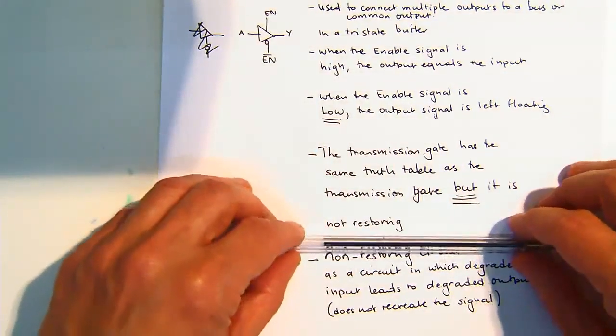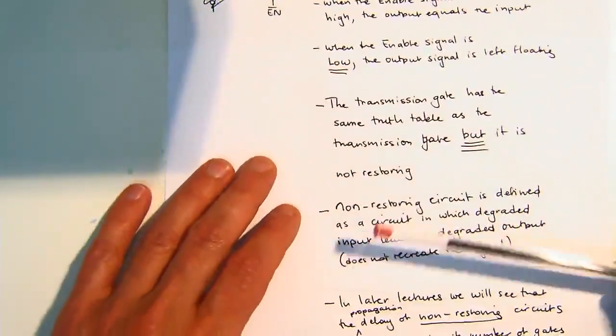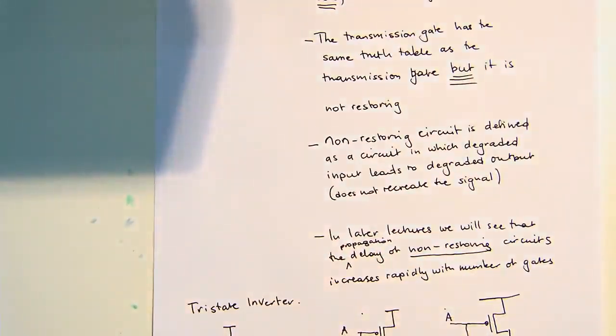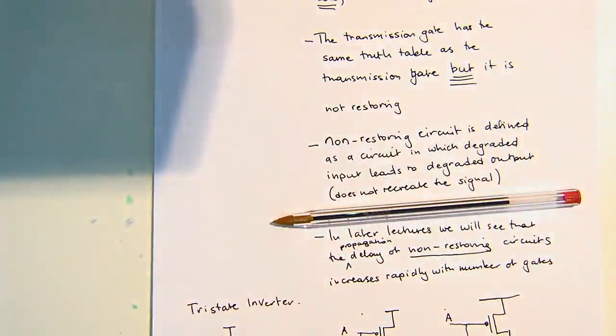I've used tri-state buffers, and one of the things that I'm going to introduce here is the concept of a non-restoring circuit. Who's heard of the concept of non-restoring circuit? Okay. Essentially, a transmission gate, or a lot of gates, not the inverter, but a lot of other gates, what happens is that if you've got noise in the input, you get noise on the output, right? And essentially what happens is that noise continues to propagate.